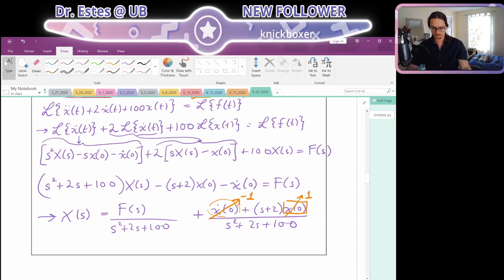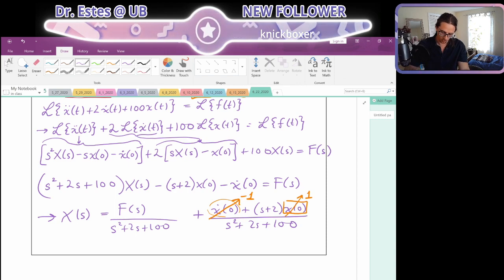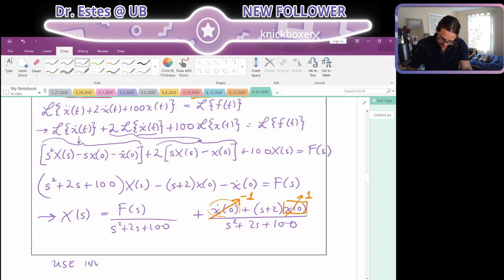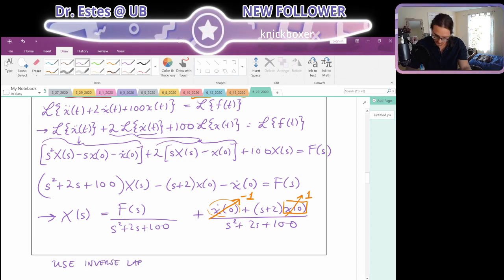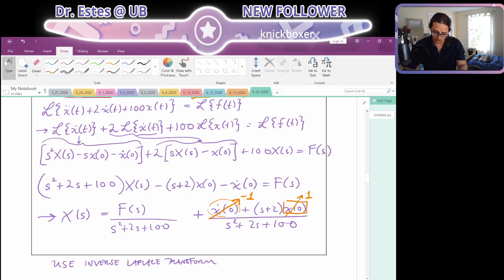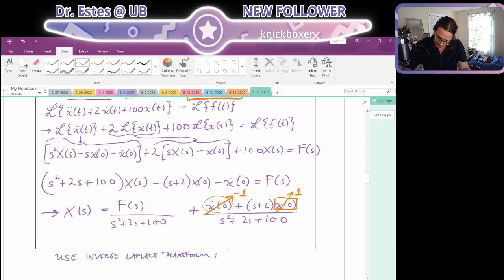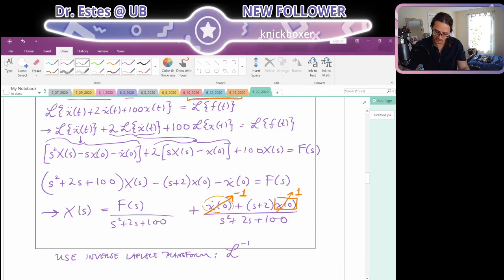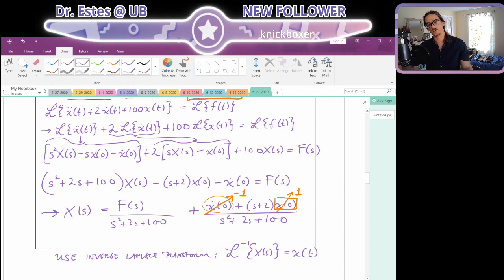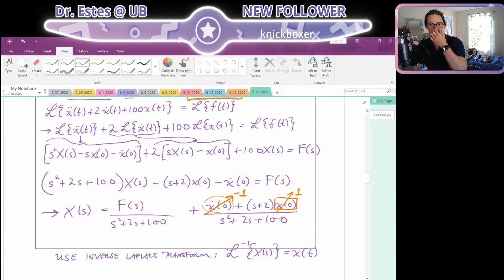So what can you do with this? One thing you can do, you can use something called the inverse Laplace transform, which we actually won't do. But you might have done this in your differential equations course. We call it L minus 1 of x of s. And that will give you x of t, which is the solution of the differential equation.